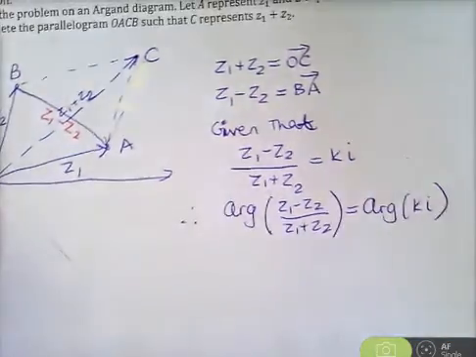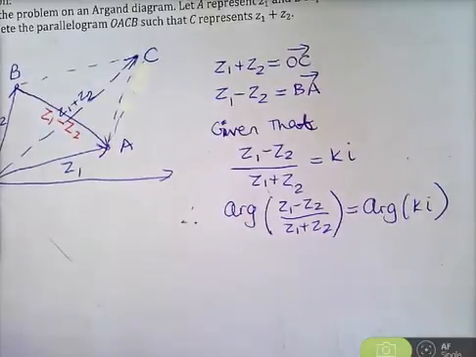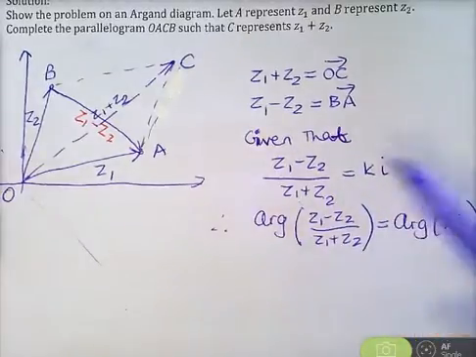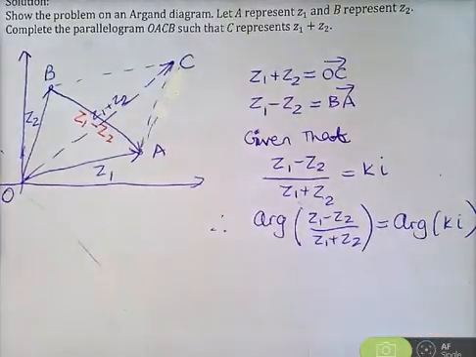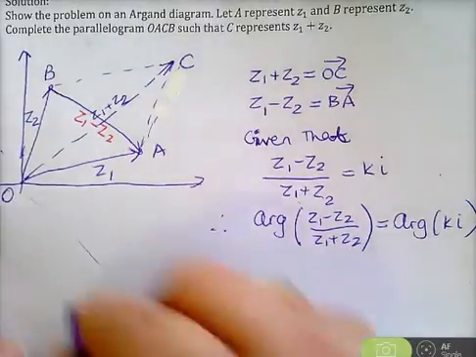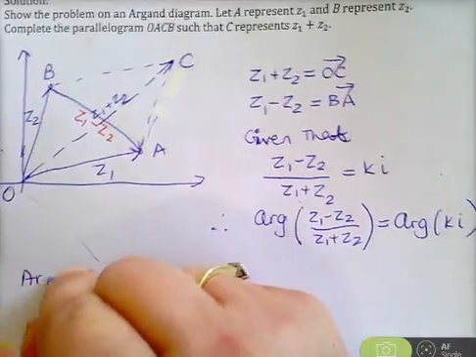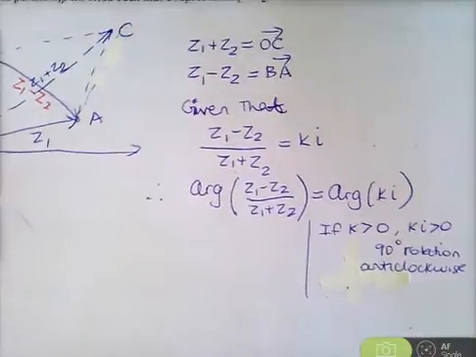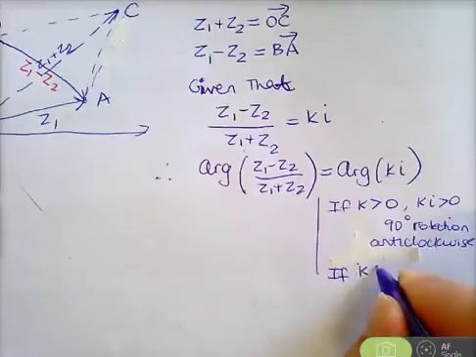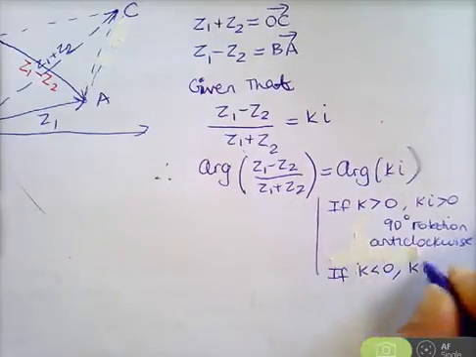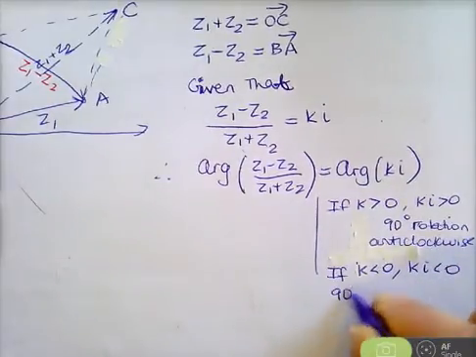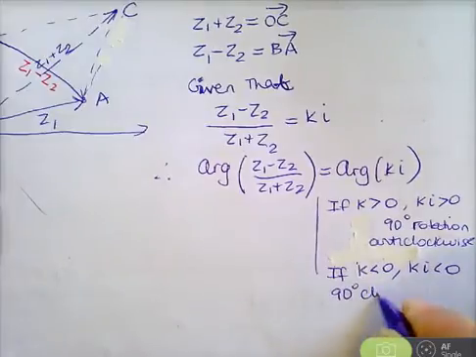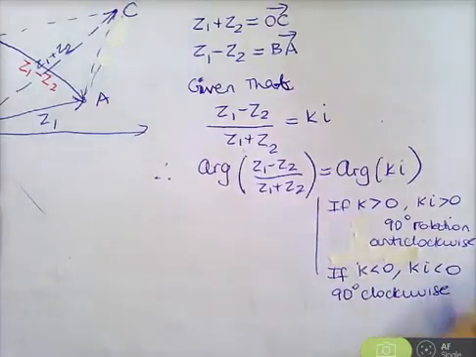So, how do we know that? If this complex number equals that one, then their arguments are the same and their moduli are the same. Now, if K is less than 0, then Ki is less than 0. Therefore, it's a 90 degrees clockwise rotation.